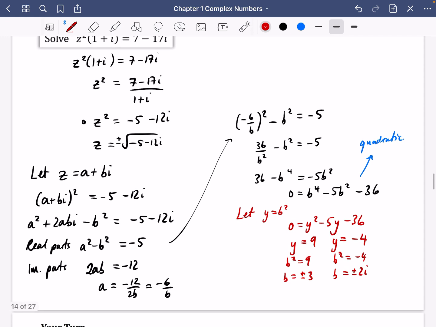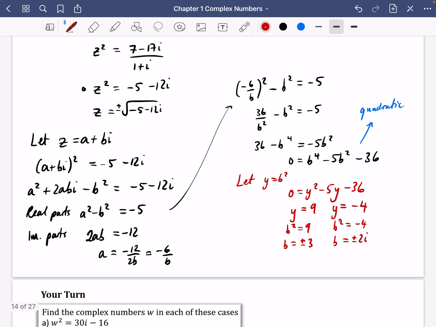So if b is equal to plus 3, a would be equal to minus 6 over 3, so it would be minus 2. If it was minus 3, it would be plus 2, so you can write minus plus 2. We're not going to look at the one with the 2i here, because b needs to be a real number. So the solutions to this are that z equals minus 2 plus 3i, or z equals 2 minus 3i.